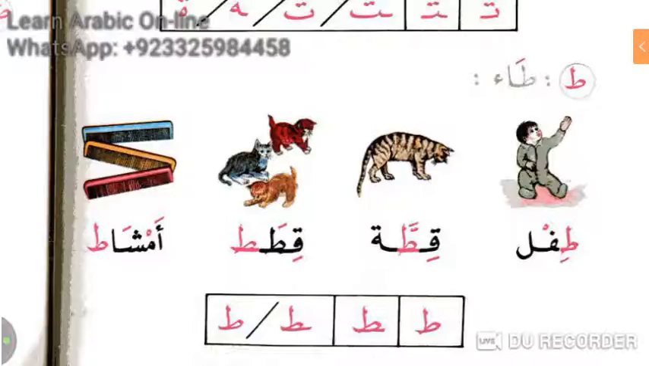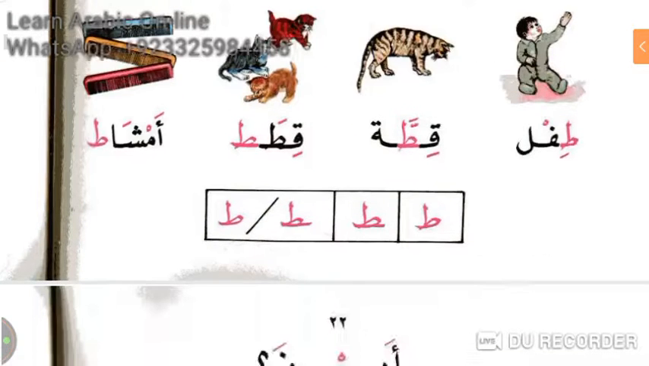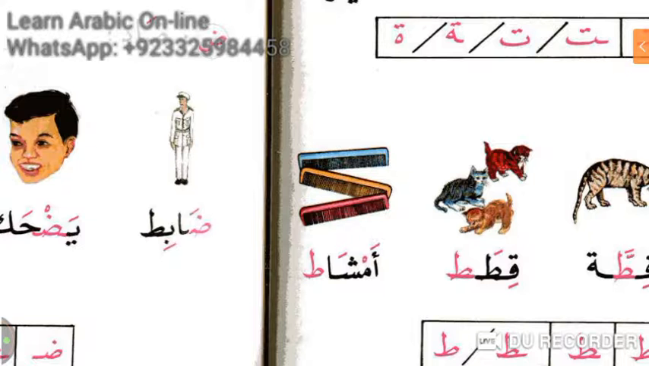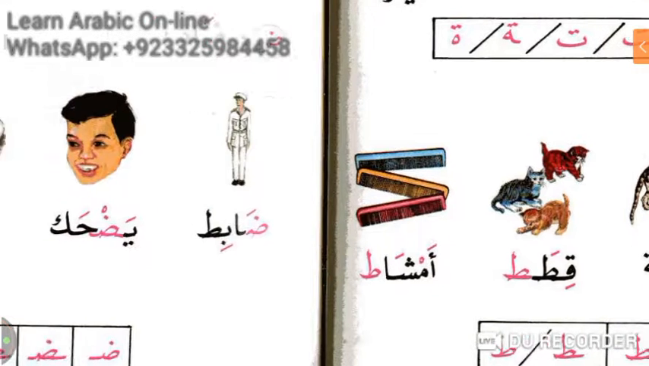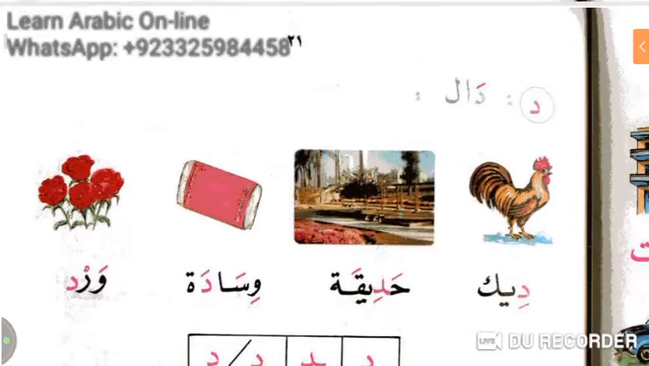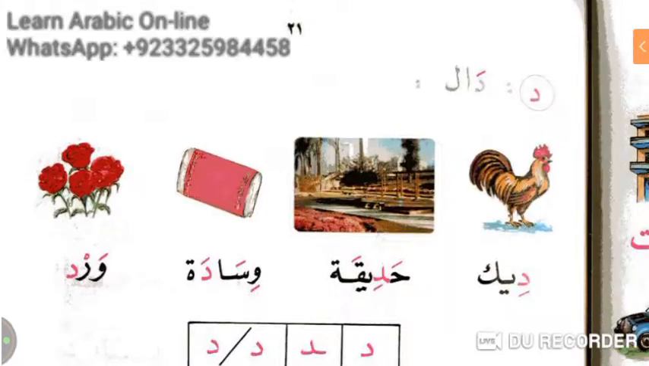Okay, and amshatun is combs. Amshatun. Okay, thank you so much. Amshatun is combs. And dikun is a rooster. Good. Dikun is a rooster.